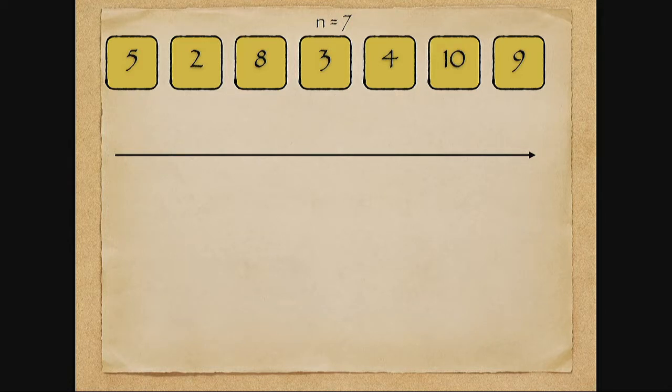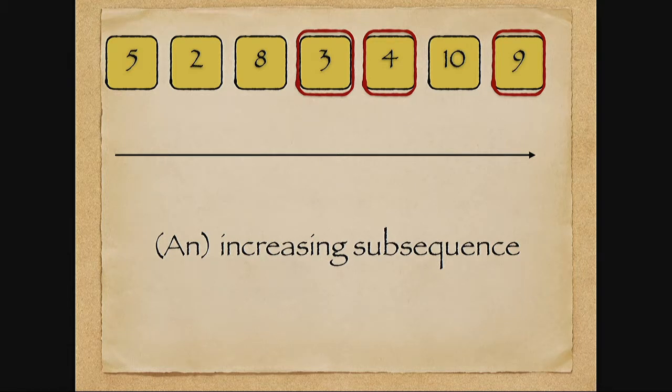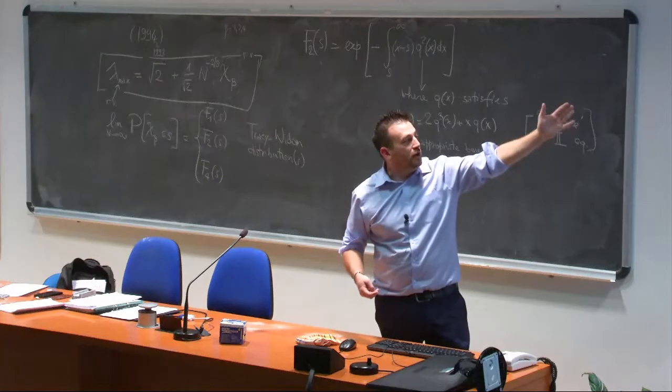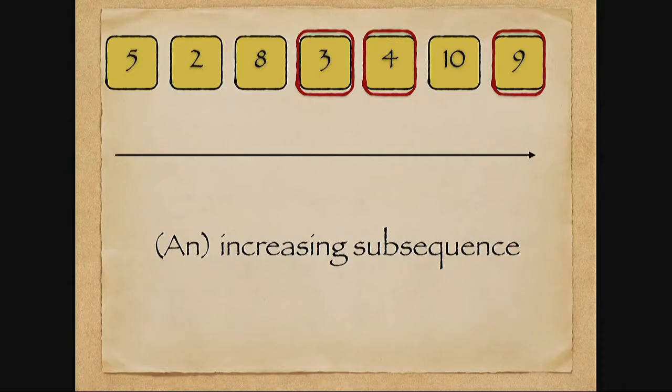You have a sequence of integers, in this case 7 integers, and you have a preferred direction from left to right. So you should read this sequence from left to right, as you would do normally: 5, 2, 8, 3, 4, 10, 9. Then out of this sequence of integers, you can isolate an increasing subsequence. An increasing subsequence is a subsequence from left to right which increases. For example, 3, 4, 9 is an increasing subsequence. 3, 4, 10 is an increasing subsequence. 2, 8 is an increasing subsequence. This is a super simple definition.